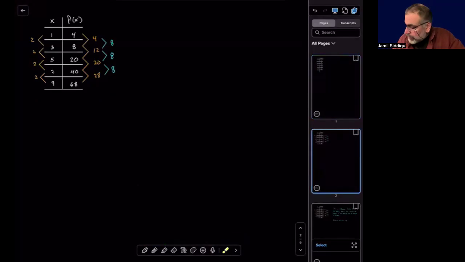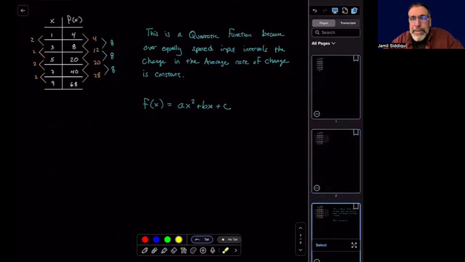When we do that, what we find out is the first difference right away on the inputs is 2. The second difference on the outputs is a constant 8. So what does that tell us? Well, you know exactly what that tells us. It tells us that we've got a quadratic function, because over equally spaced input intervals, the change in the average rate of change is constant. Again, that's the change in the change, that second difference.